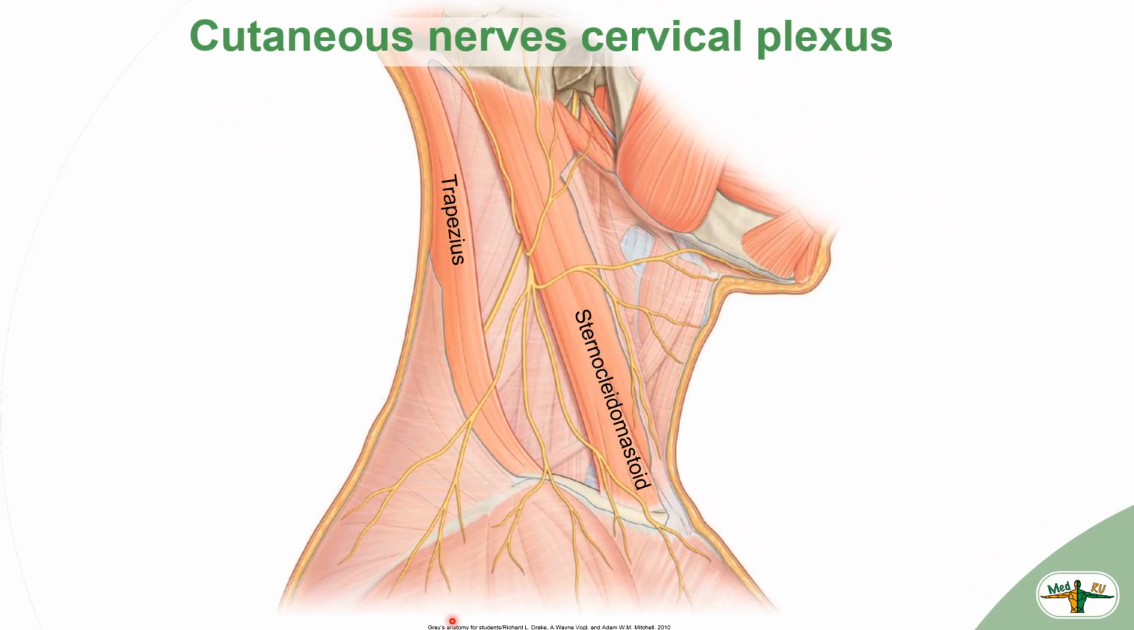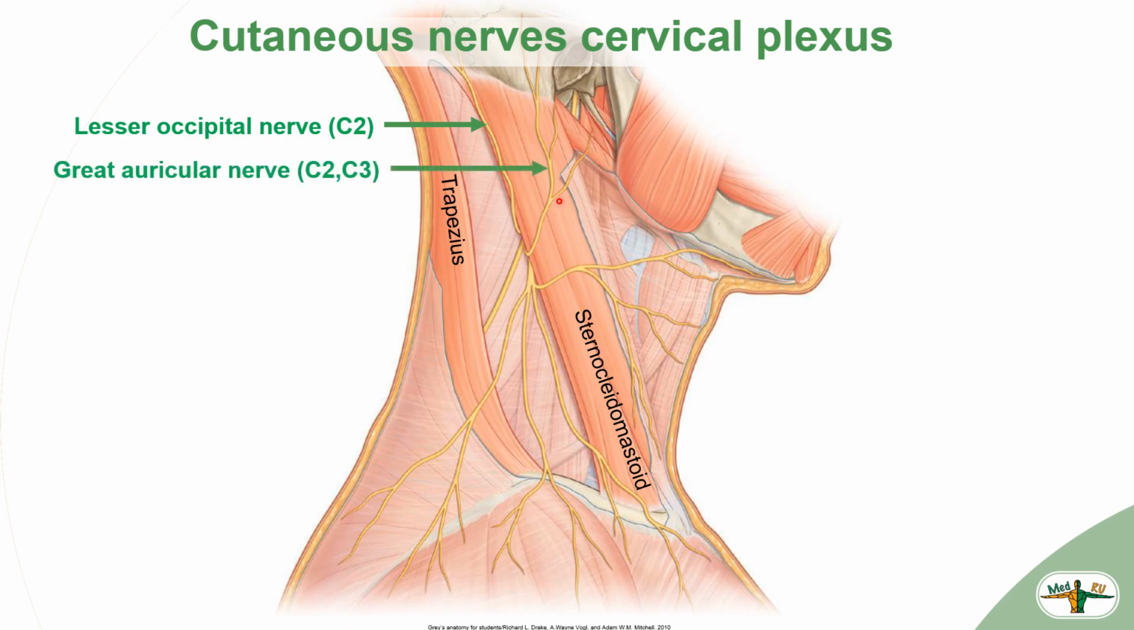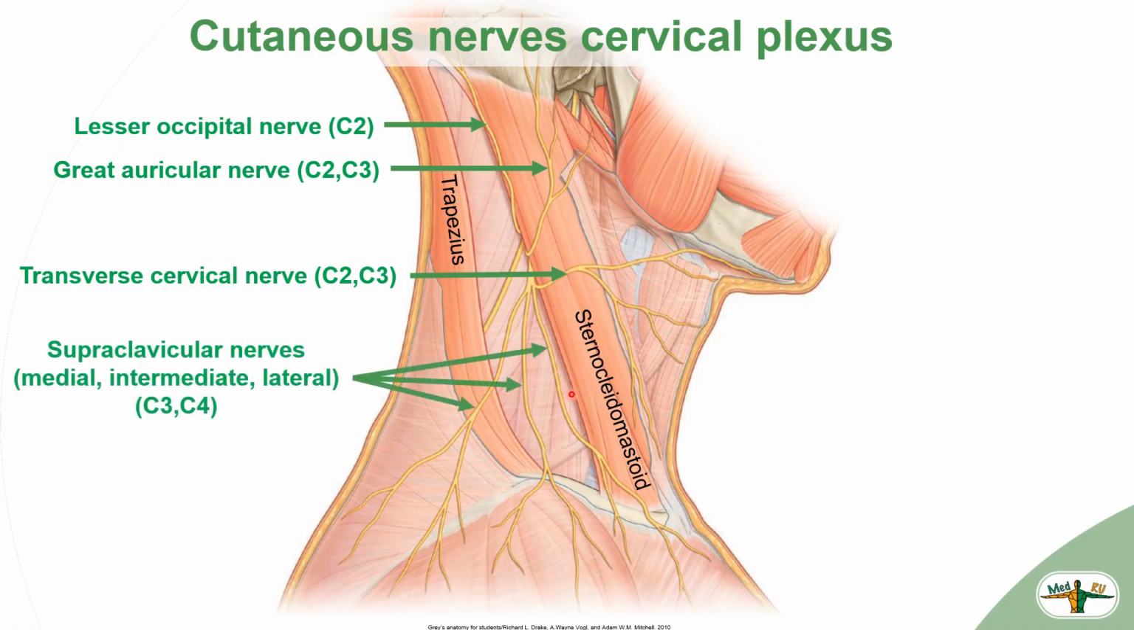The major cutaneous, sensory, nerves of the cervical plexus are the lesser occipital nerve, which supplies the skin of the upper and back part of the ear and the scalp behind it. The greater auricular nerve, the largest of the cutaneous branches. It innervates the skin over the parotid gland and mastoid process, as well as the area around the ear. The transverse cervical nerve branches into anterior and posterior rami that supply the skin of the front and sides of the neck. The supraclavicular nerves descend to supply the skin over the clavicle, shoulder, and upper thorax.